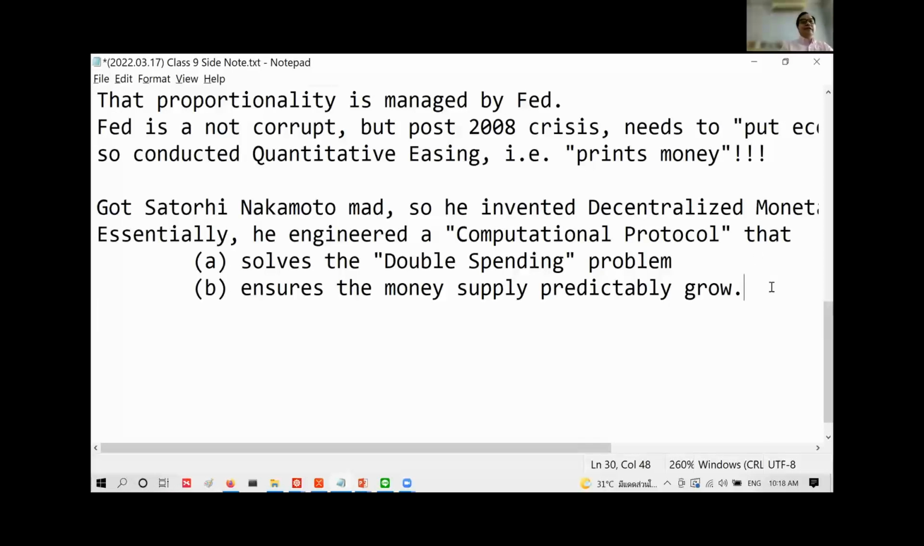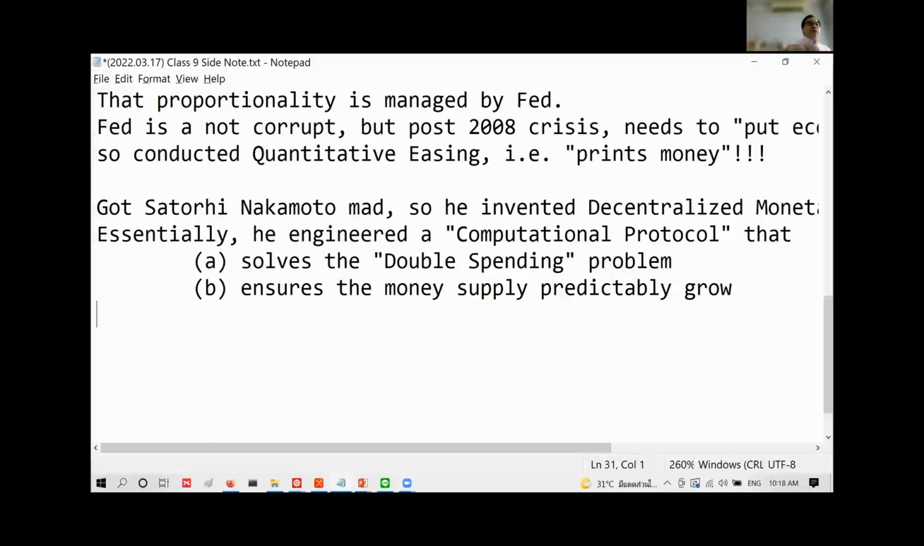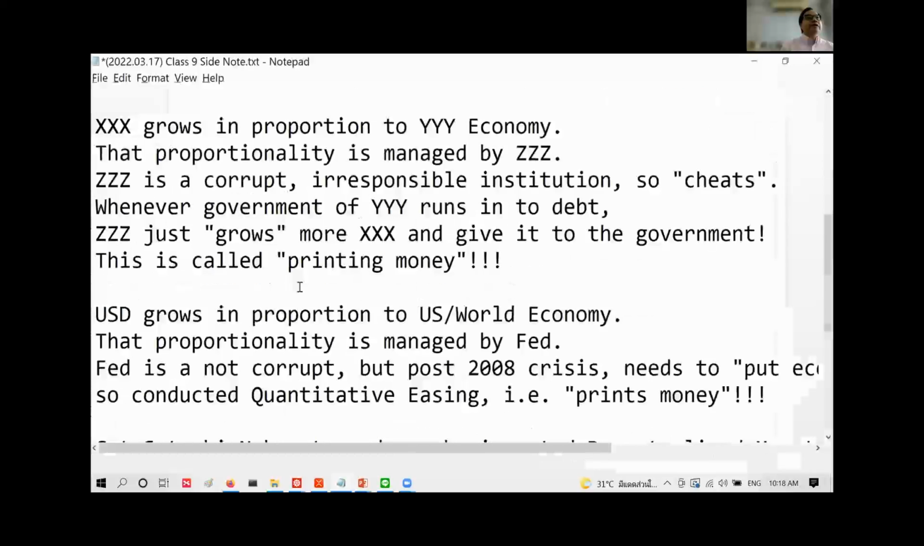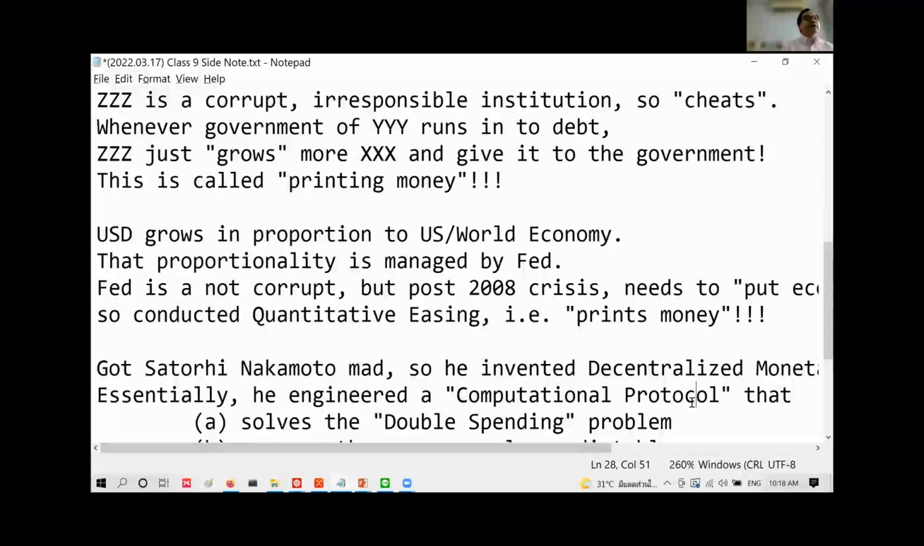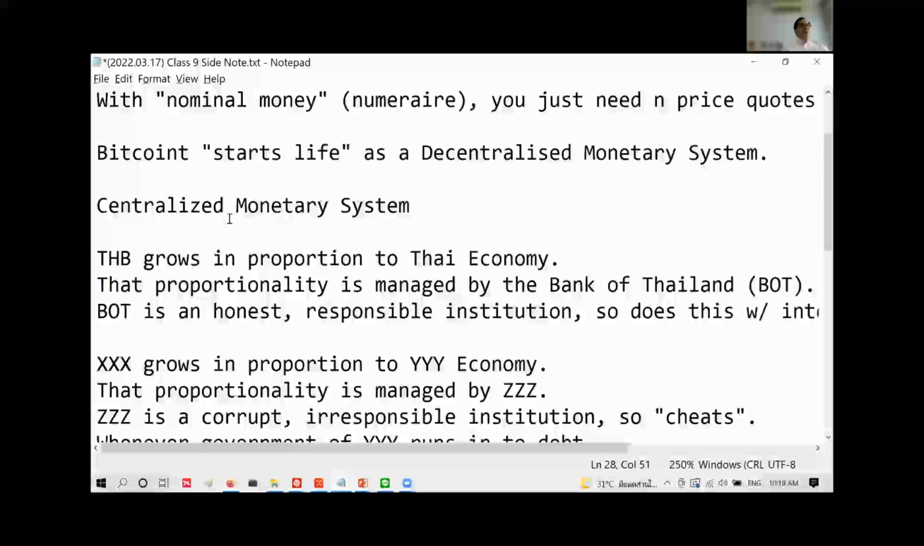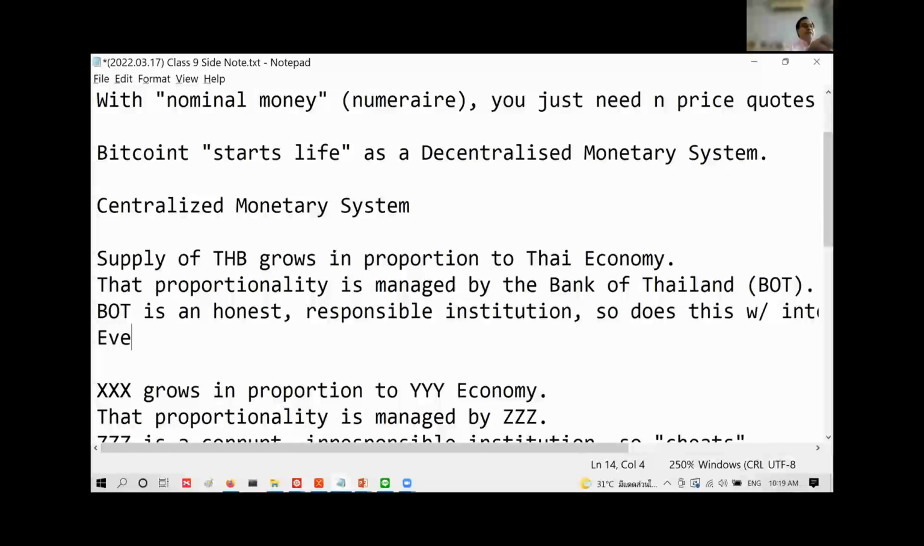So you guys, you see this, right? From this monetary thing. Yes or no? Okay, if you saw this, you're okay. If not, just in case I went blank a little earlier: in the centralized monetary system, the supply of Thai baht grows in proportion to the Thai economy. That proportionality is managed by the Bank of Thailand. The Bank of Thailand is an honest, responsible institution, so it does this with integrity, and everything is okay.